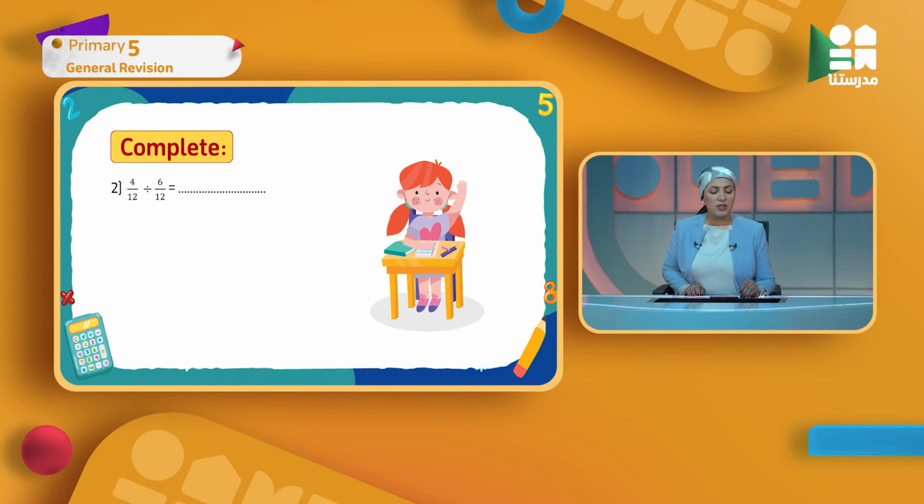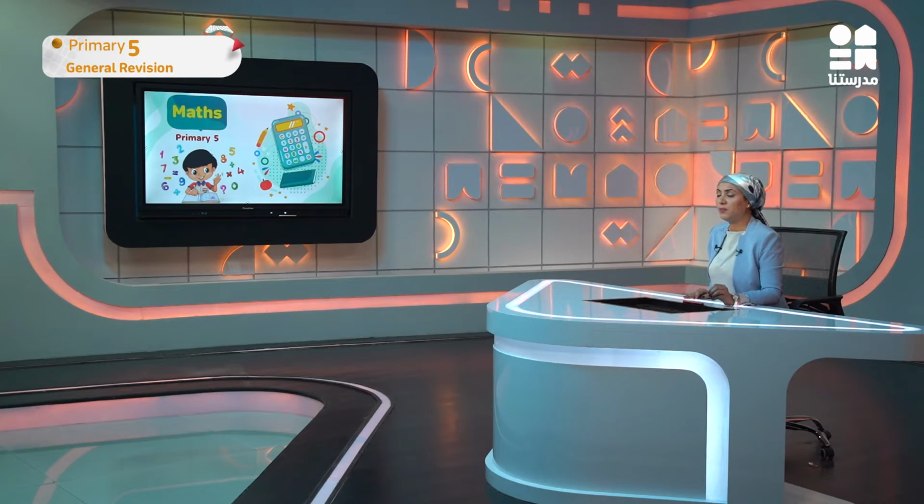Here the first question, 4/12 divided by 6/12. We said before that when I have two fractions divided by each other, it is easier to convert them to multiplication so I can do simplification and get the final answer without problems. So how do we convert a fraction divided by another fraction to a multiplication question? I had some steps.